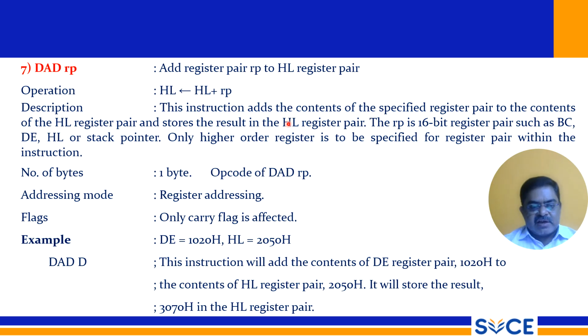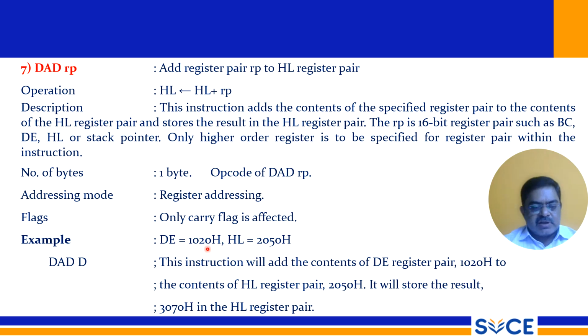So it acts like an accumulator. It is very similar to the accumulator. The RP is a 16-bit register pair such as BC, DE, HL, or even the stack pointer can be used as RP, and only the higher order register is to be specified for the register pair within the instruction. That's what we are doing in all register pair representation. So it is 1 byte. Only the carry flag is affected.